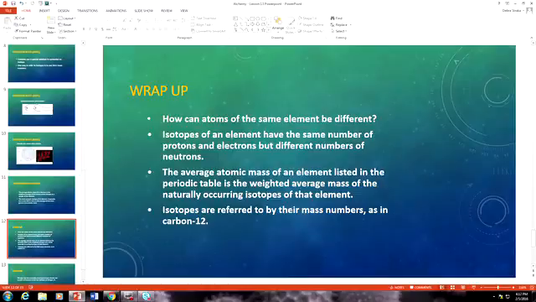So if we have atoms of the same element and they're neutral, they're going to have the same number of protons and the same number of electrons. They'll have different numbers of neutrons. Isotopes of an element have the same number of protons and electrons, but different numbers of neutrons. The average atomic mass of an element listed in the periodic table is the weighted average mass of the naturally occurring isotopes of that element, and we weight it by the percent of that particular isotope out there. Isotopes are referred to by their mass numbers, as in carbon 12.